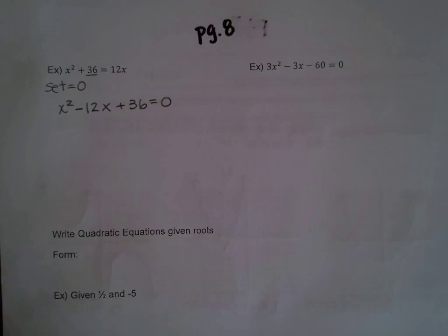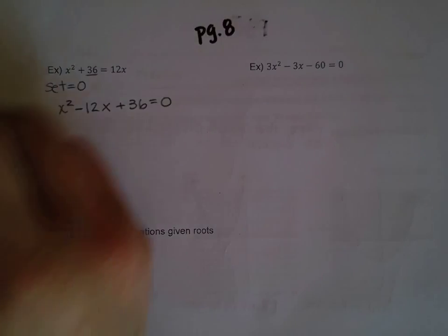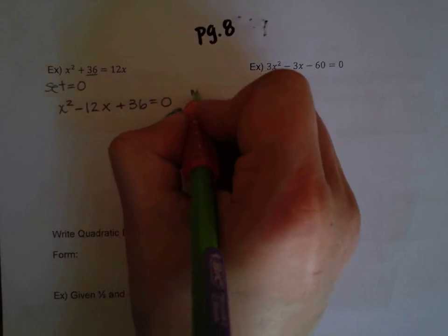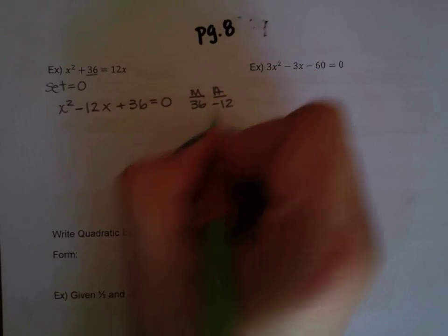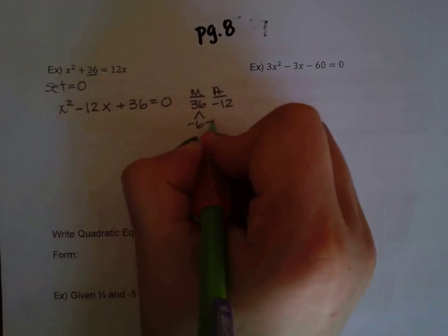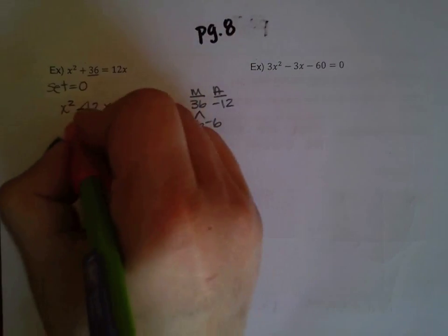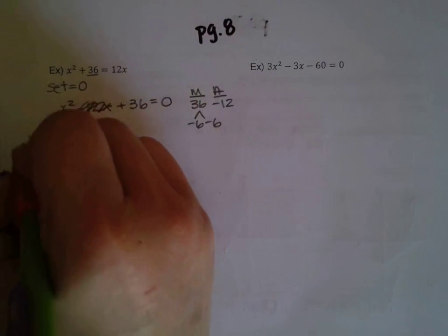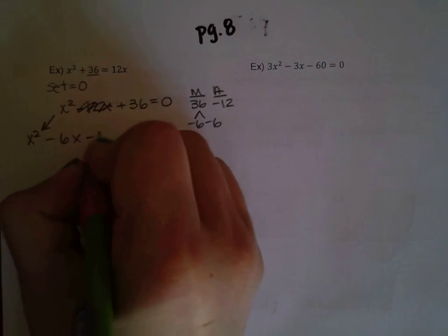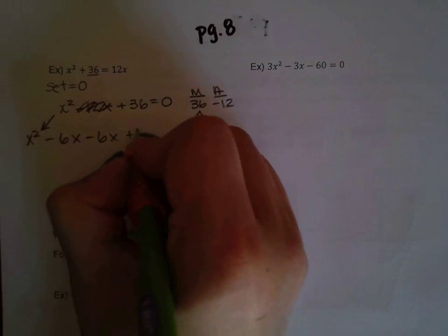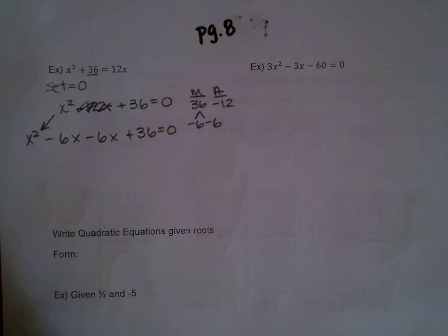So that's a trinomial, and we need to figure out what multiplies to 36 and adds up to negative 12. Looks like it's going to be negative 6 and negative 6. So we'll cross this out, rewrite this: x squared minus 6x minus 6x plus 36 equals 0.